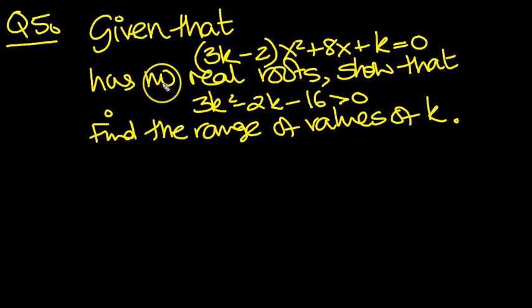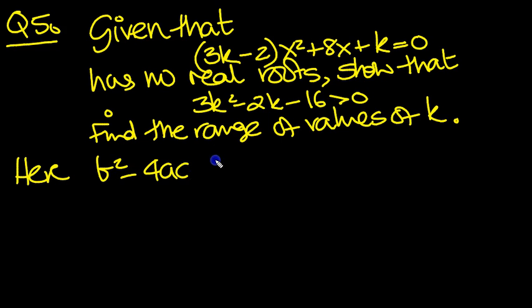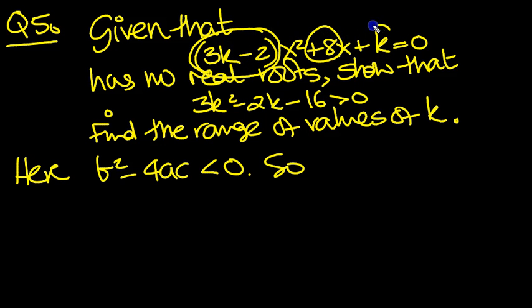Here's our quadratic, has no real roots. Well, we know the discriminant, b squared minus 4ac, for it to have no real roots must be negative. So here, b squared minus 4ac must be less than 0. So b is the number of x terms, that's 8 as b. Here's a, so I'll circle it there, and here's c. So let's put it into this inequality.